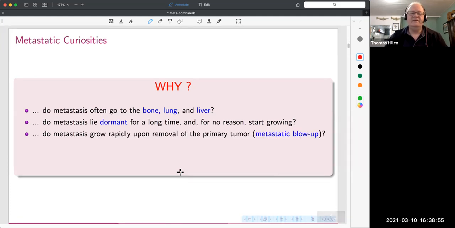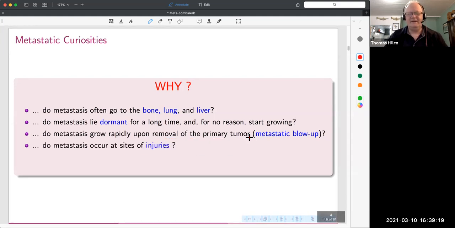One of these instances is the removal of the primary tumor. In many cases, once the primary tumor is removed, then all of a sudden the metastases start to grow. And this is called metastatic blow-up. And again, it's a question, what is the communication between the primary and the metastatic tumor? Once you remove the primary, then the metastases blow up.